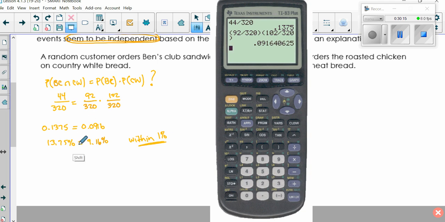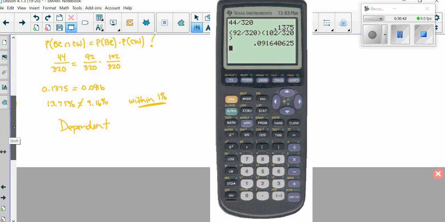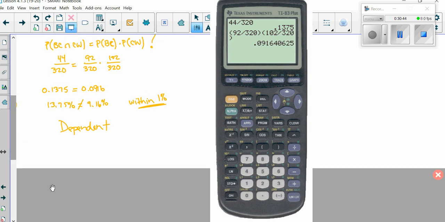Changing these into a percentage makes it a lot easier, but we need to make sure we use 2 decimal places. Otherwise, sometimes rounding will actually affect our answer. Okay, so 13.75% is not within 1% of 9.16%. So these are not equal. So that means that these are dependent. Remember, our formula is checking for independence. Since it's not true, these are dependent events.